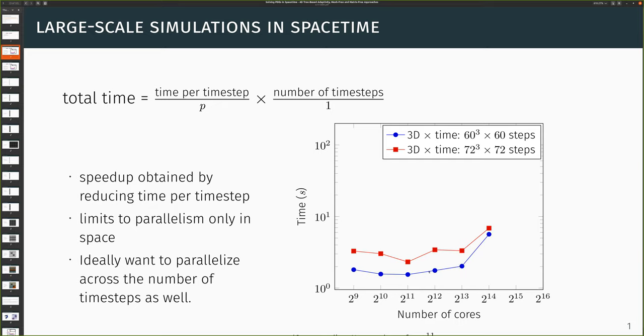This is mainly because when we increase the number of cores, the amount of work assigned to each core gets smaller and smaller for a fixed problem size. Because of that, the communication between the processors increases, and at some point the communication or synchronization cost overcomes the actual computation. The solution for this, of course, and I think the topic of this workshop as well, is parallelization in time, so we have more parallelism in our problem.